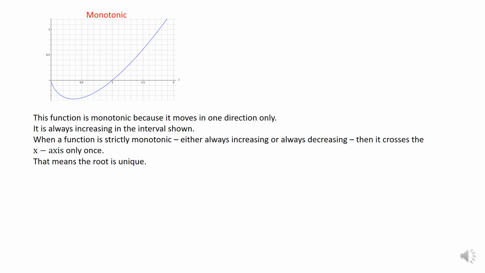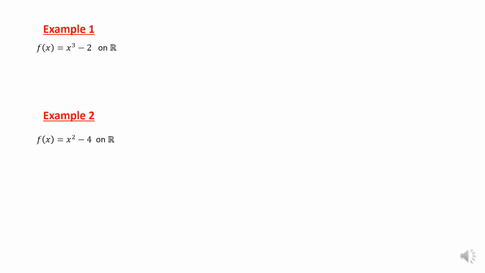Now look at the graph here. This function is monotonic because, as you can see, it is always increasing. It moves in one direction in the interval shown. So when the function is monotonic, always increasing or always decreasing, and in this case the function is always increasing, it will cross the x-axis only once. This means that the function will have a unique root. Let's solve these two examples, which will illustrate the idea more clearly.